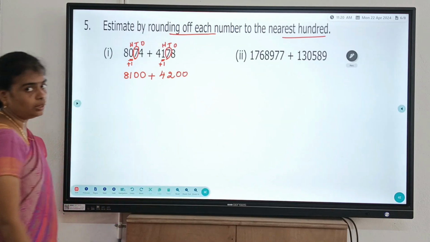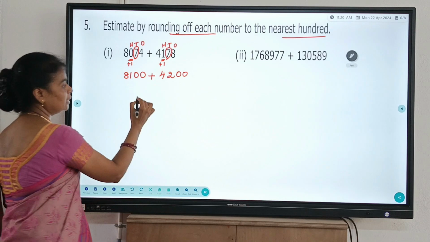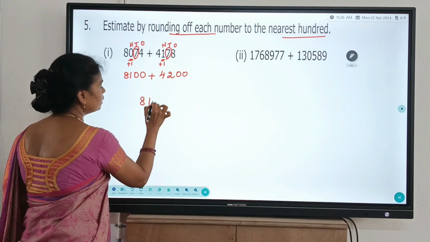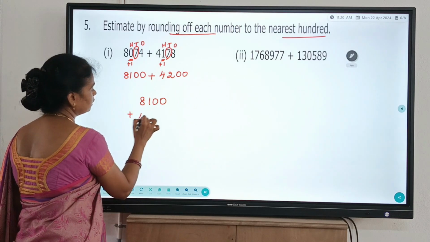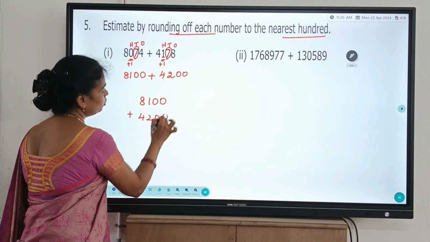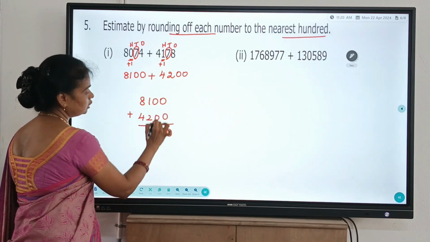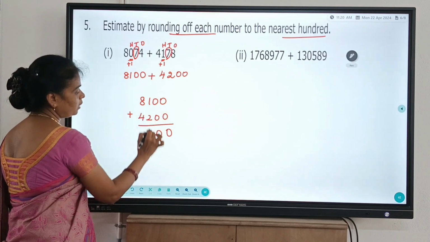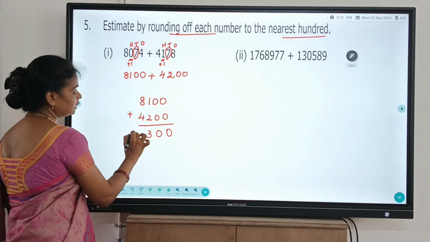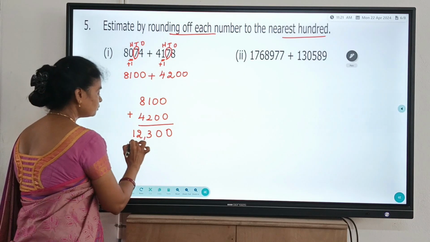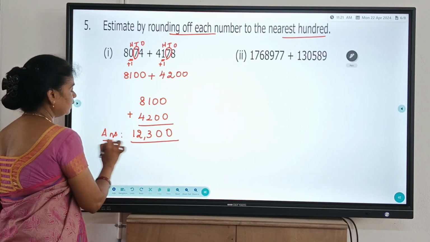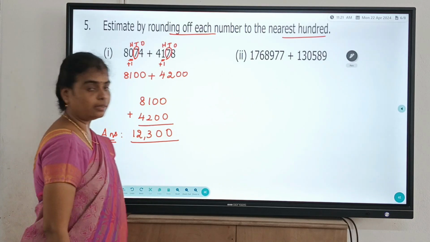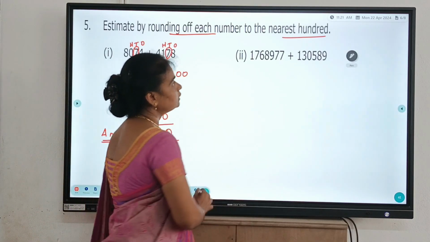So 4200. Now the next step, you will find the sum of these two numbers since the addition symbol is given here. So 4200. So 0 plus 0 is 0. 1 plus 2 is 3. 8 plus 4 is 12. So the answer is 12,300. Is it clear? Now we will do the second one.